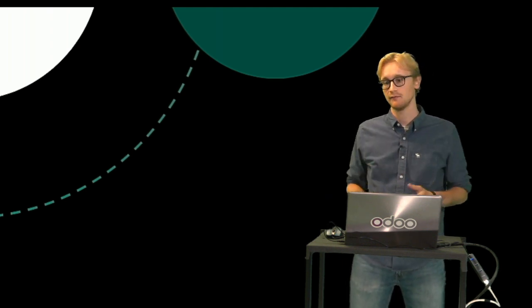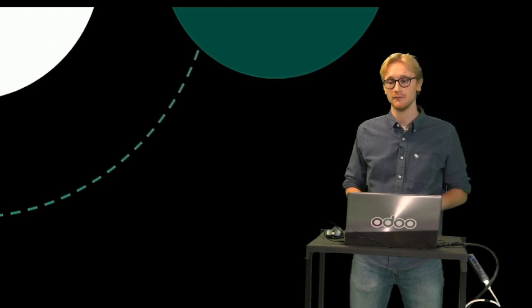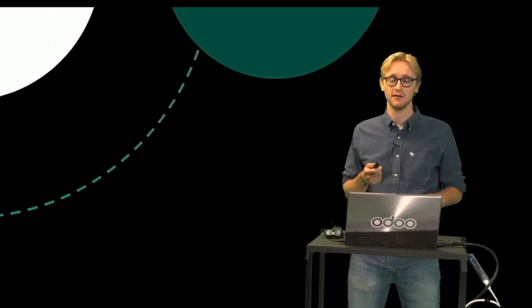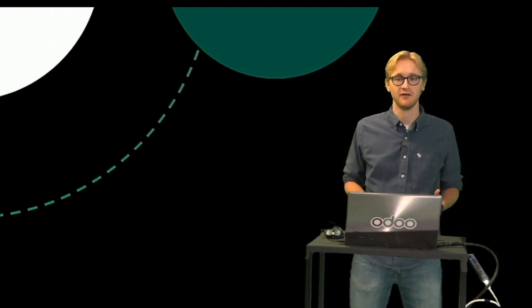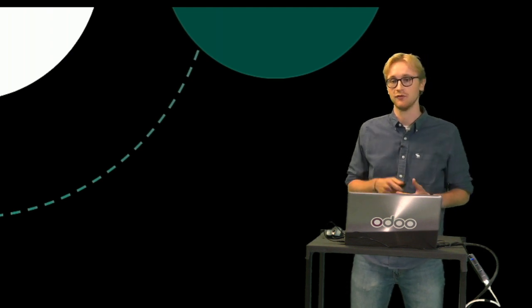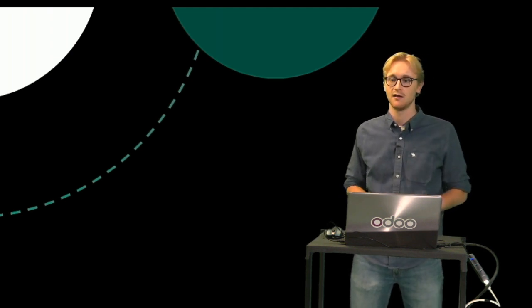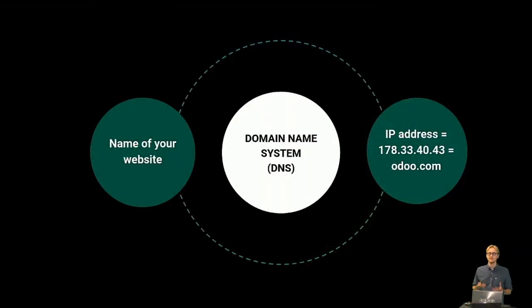As an example, the IP address of odoo.com is 178.33.40.43. It's really not easy to remember. It doesn't mean anything, so we don't use that. Instead, we use odoo.com, which has a lot of meaning. You can see the domain name as a unique name that identifies resources on the internet, but basically it's the name of your website. A domain name needs to be registered before you can use it, and it is also unique, so two websites cannot share the same domain name.